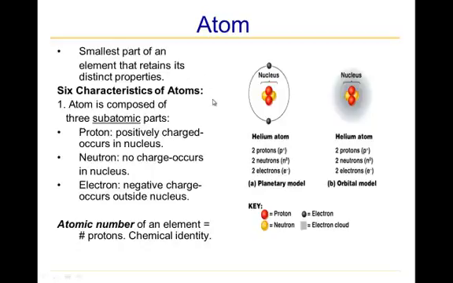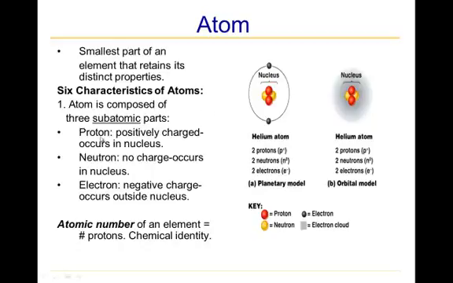In general, we're going to learn about atoms by going over six properties or characteristics that atoms have. The first concept is that an atom is composed of three subatomic parts. If you look at that word subatomic, it means smaller than an atom, so they're very well named. You will need to know the names of the three subatomic parts, and they're what make up all of the atoms that we know of.